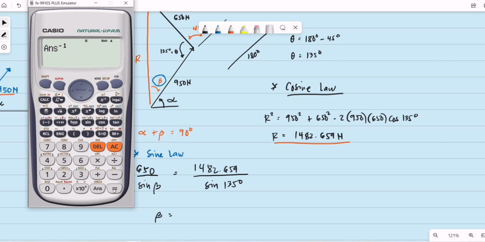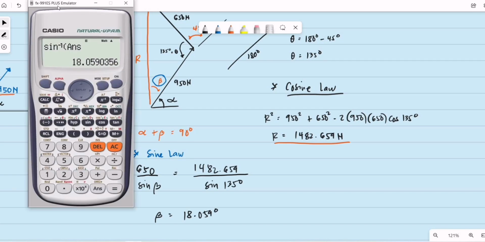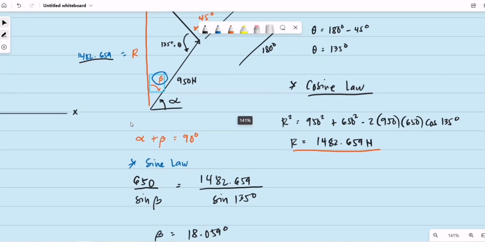So we're taking the reciprocal, then shift sine of that value. So we have that as 18.059 degrees. So we'll be just doing a double check. So we have that as 1,482.659 divided by the sine of 135. And then 650 newtons divided by that value, then shift sine of that value. So 18.059 degrees. So that is the value of beta.